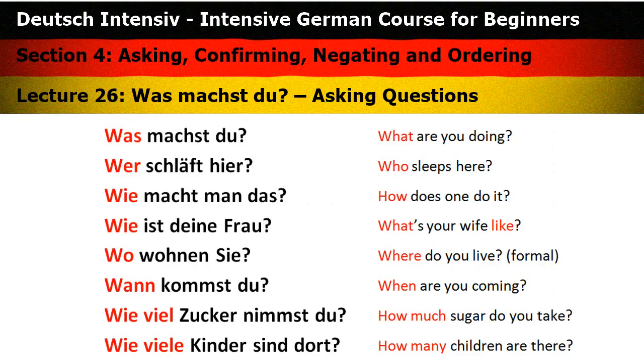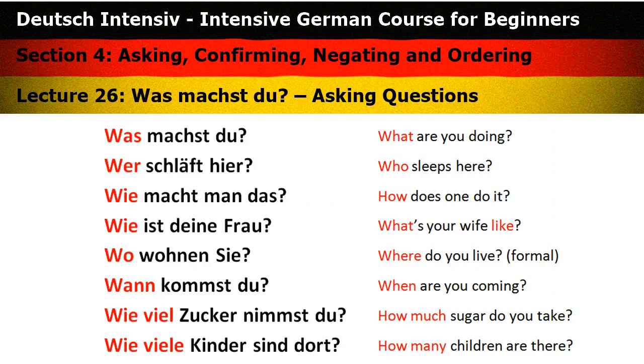Okay, here's some more examples. Wer schläft hier? Wie macht man das? Wie ist deine Frau? Wo wohnen sie? Wann kommst du? Wie viel Zucker nimmst du? Wie viele Kinder sind dort? So here you can see some question words like was, wer, wie, wo, wann, wie viel, wie viele. There are many more, of course, but let's have a look at these examples again.